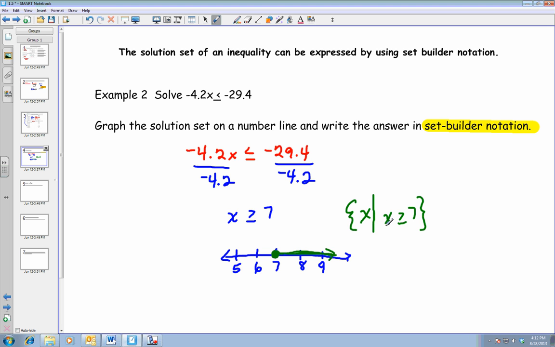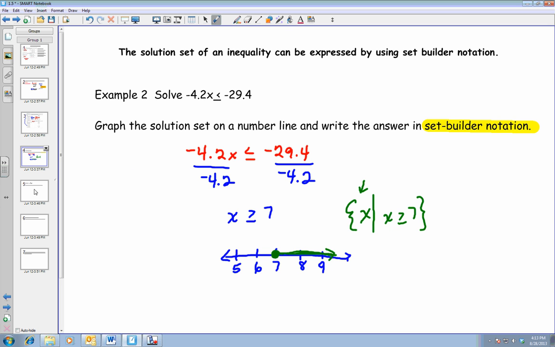So I'm going to read it again. The set of all numbers x such that x is greater than or equal to 7. That is set builder notation.